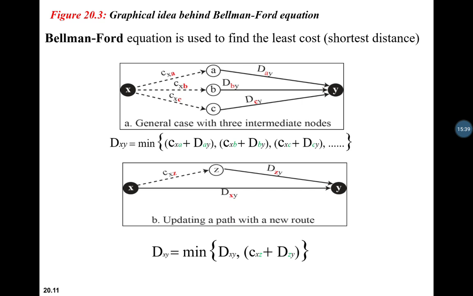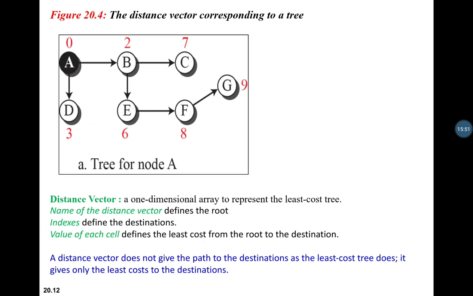Next is the general case, in which we can see that dij is the shortest distance and cij is the cost between the nodes i and j. Next, this Bellman-Ford equation enables us to build a new least cost path from the previously established least cost path.